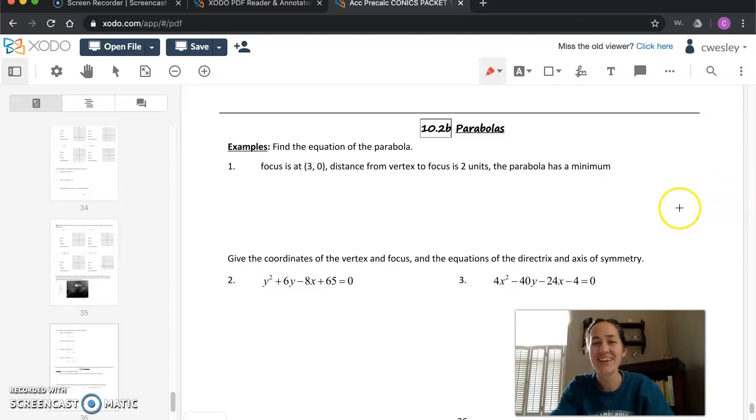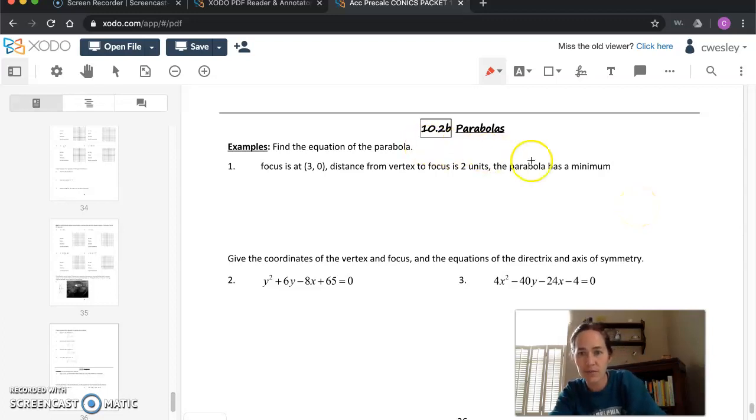All right. Moving on, looking at parabolas, these examples at the bottom, starting with number one. So first, good warm up. Just get yourself into it. Let's try number one. We're given a couple features of a parabola. Focus is at 3, 0, and the distance from vertex to focus is 2 units. Okay, so that gives us a lot.